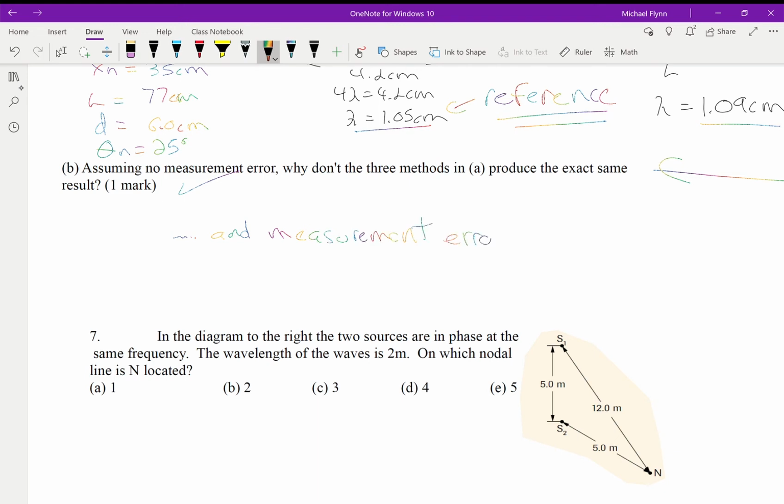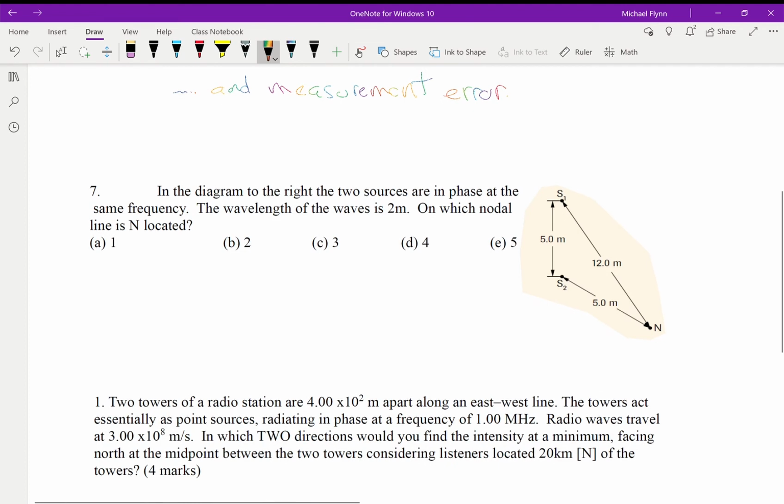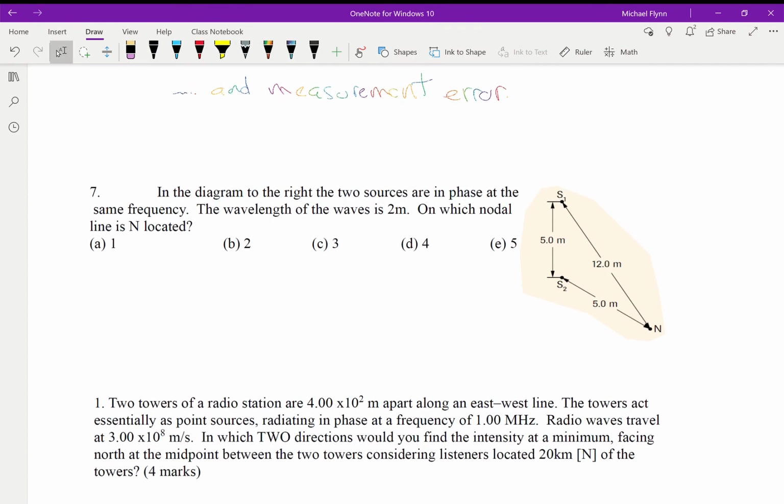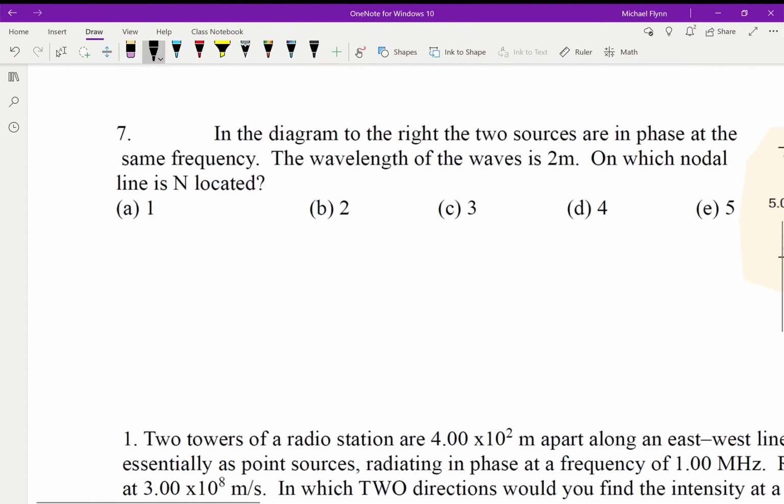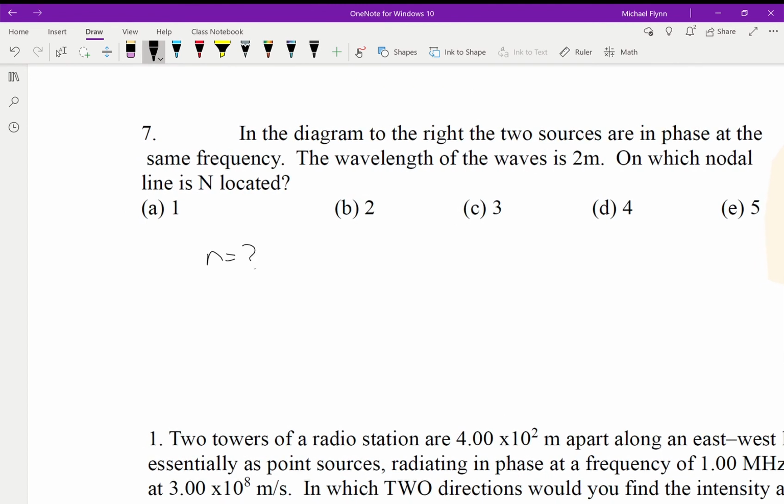Okay? All right, so now in the diagram to the right, 2 sources are in phase at the same frequency. And this is a multiple choice question, as you can see. It says the wavelength of the waves is 2 meters. On which nodal line is n located? So is it the first, second, third, or fourth nodal line? Now the first one is when n is 1. So our goal in this question is to find n.